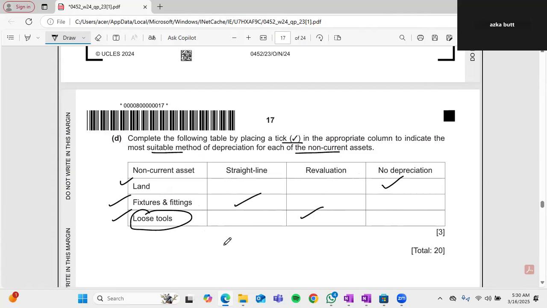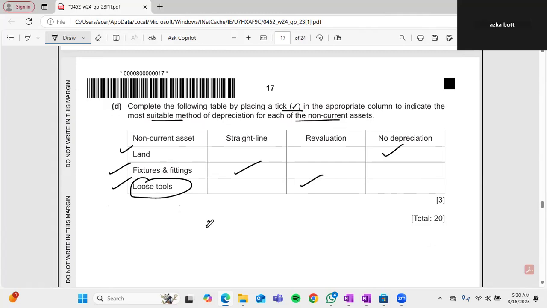Let's say we have purchased loose tools in 2021. So we will be estimating its depreciation. Let's say its net book value is 28,000. And in 2022, let's say we are estimating that its net book value now is 20,000. So if you just want to find out how much your loose tools has depreciated within 1 year, it means that it has depreciated by $8,000.